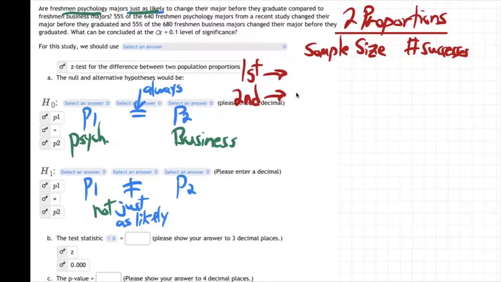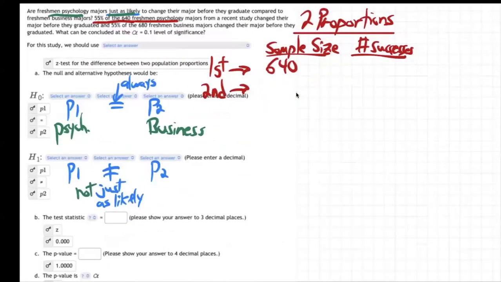So what's the sample size? Well, notice it says 55% of the 640 psych majors change their major. So the sample size there is 640. That's how many people were sampled. And what's the number of successes? Well, that's how many actually changed their major.